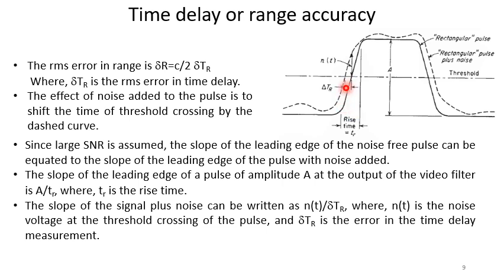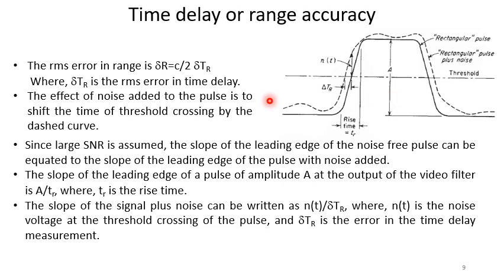But because of noise, the received signal will be a little bit different, and that difference is written as delta TR, and at that point, this value is NT. A is the amplitude, and we have set this as the threshold. So above the threshold the pulse is there, below the threshold there is no pulse.